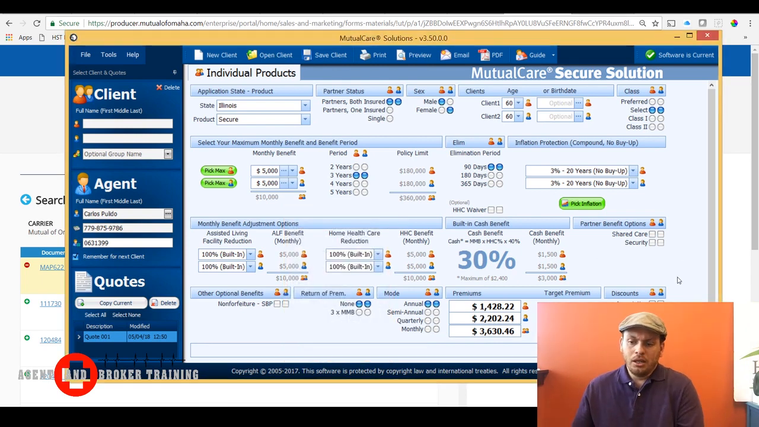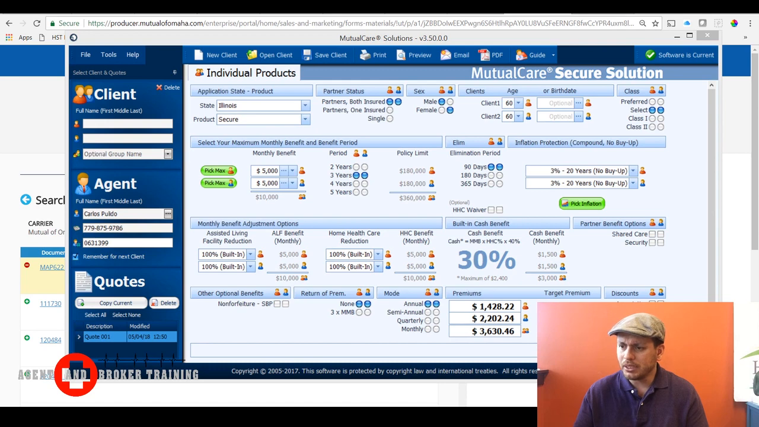Now, these discounts, some people are in associations, like AARP or doctors associations, or there's a million different associations out there. If they are, then you'll have to get the name of that association, call into Mutual of Omaha, and talk to, I forget what department it is. Hold on one second, I'll tell you what the department is.